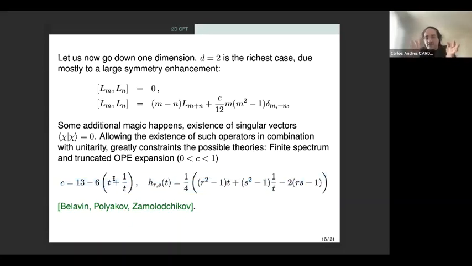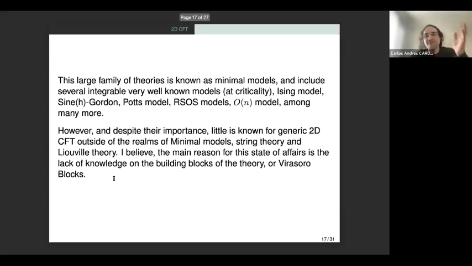So now you have a problem. You don't have an infinite number of constraints, but now your constraints are finite. So you can solve this problem. Now you can solve it by hand. Well, some people solve some of them by hand. These models include a lot of integrable models, at criticality, right? Like the Ising model, the sine-Gordon, the sinh-Gordon, the Potts model, solid-on-solid models, O(N) models, and many more.